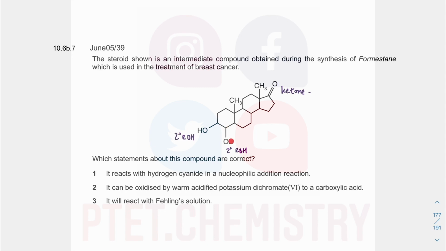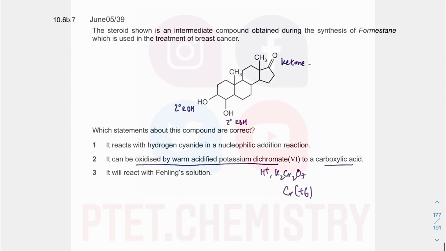Now, when we look at this OH, the carbon with this OH is bonded to two other carbons, a secondary alcohol as well, yeah? So we don't have a primary alcohol. So when you say it can be oxidized, yes, it can be oxidized by acidified potassium dichromate(VI), that is dichromate, Cr2O7 2-, with chromium plus 6, which is orange, to a carboxylic acid. That is incorrect because we don't have a primary alcohol. 2 is wrong. You only have one option, which is D. That means only 1 is correct.